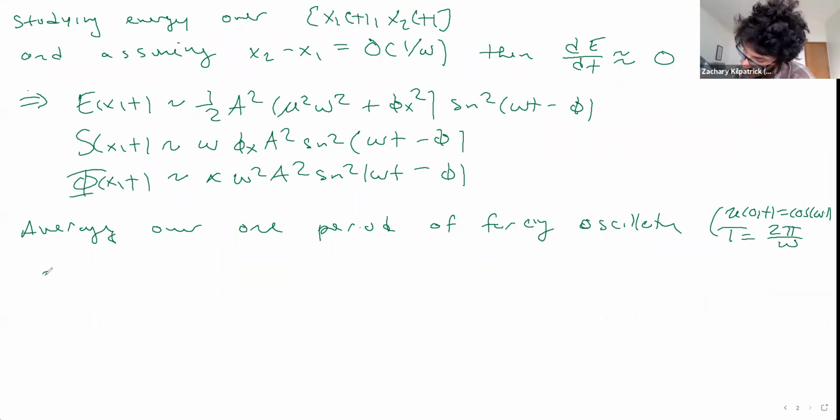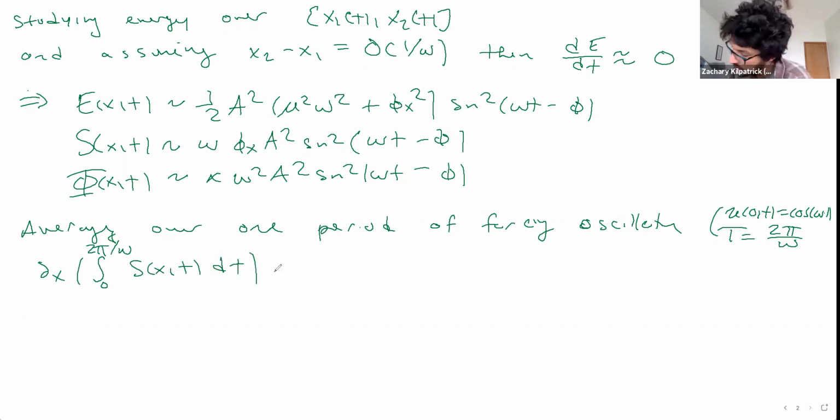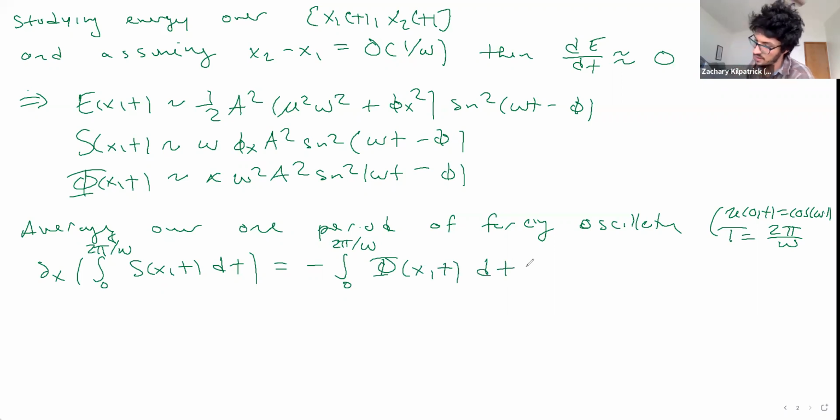Okay, so if we average the flux over this, then we have dx. We pull that derivative out of this integral, and we have S(x,t) dt. And over a single one of these, our energy is going to be periodic, okay? Or our change in energy is going to be periodic, okay?